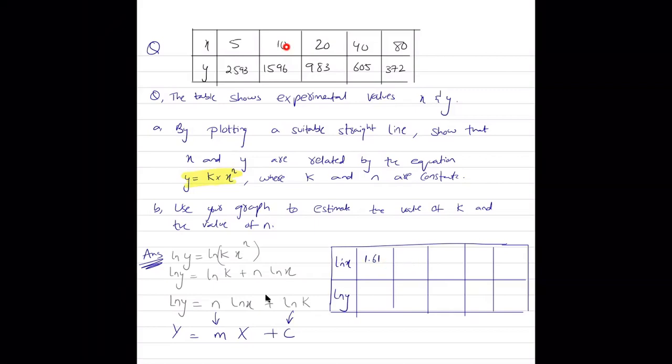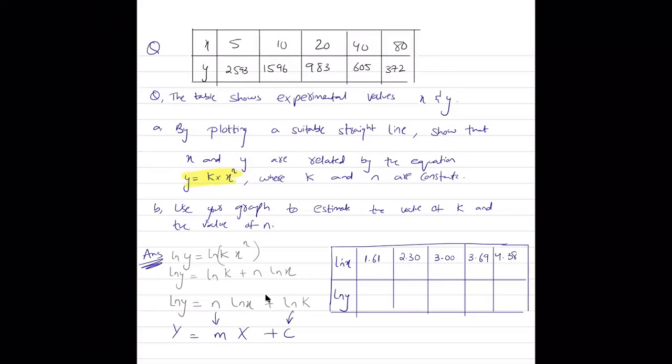ln 10 is 2.31. ln 20 is 2.995, so 3.0. ln 40 is 3.689, so 3.69. ln 80 is 4.38.